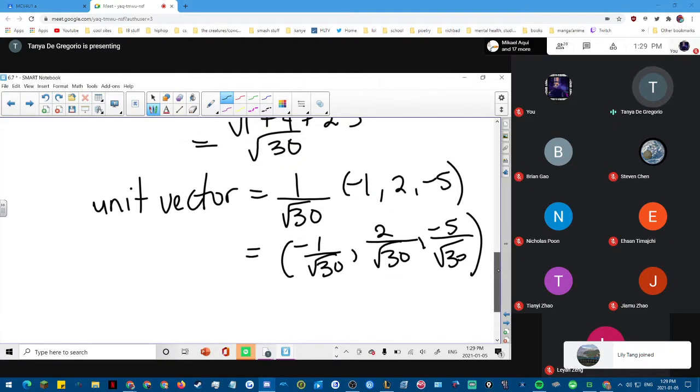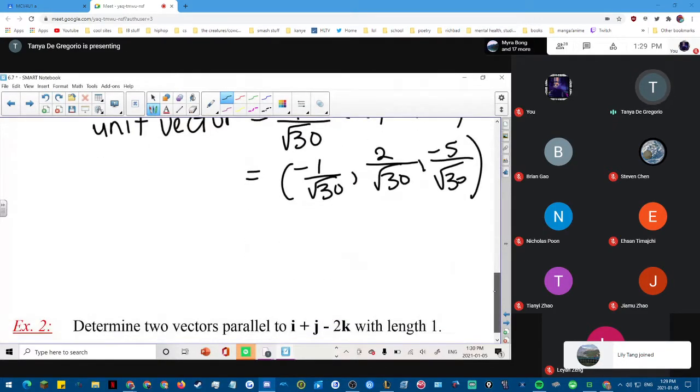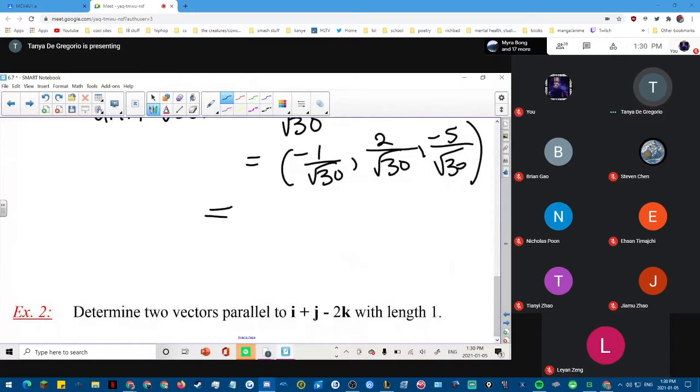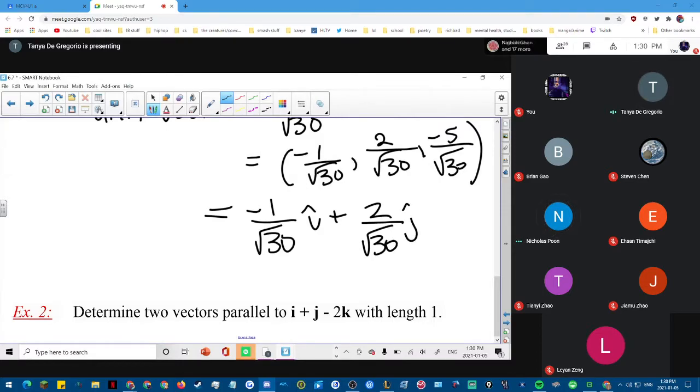Oh, sorry, my component form. I need to put it in standard basis. So who can tell me what the standard basis would be? Just take your components and add i. Negative 1 over root 30 i, 2 over root 30 j minus 5 over root 30 k. Yes, thank you, Nicholas. Okay, so there's your standard basis. And there's your component.